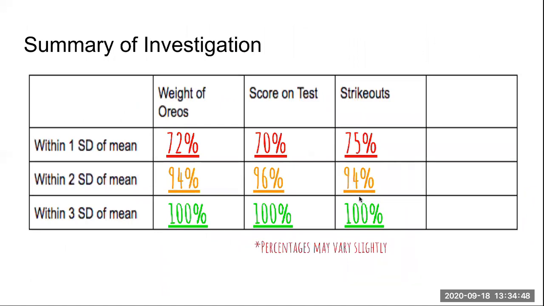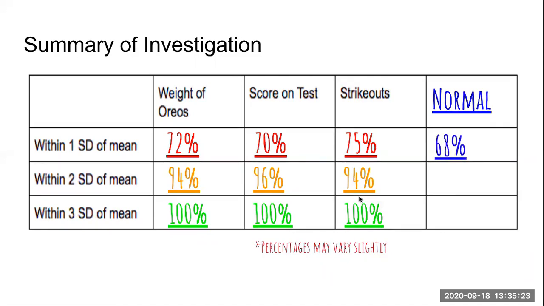Summary of the investigation, I'd like you to compare. Notice for these 3 very different variables, the weight of Oreos, scores on tests, and strikeouts, we get roughly the same value of what percent of observations are within 1, 2, or 3 standard deviations. So the question is, if it were a true normal distribution, what percent of observations would be within 1, 2, and 3 standard deviations? These numbers in blue I'm going to show you are the important part of the lesson today.